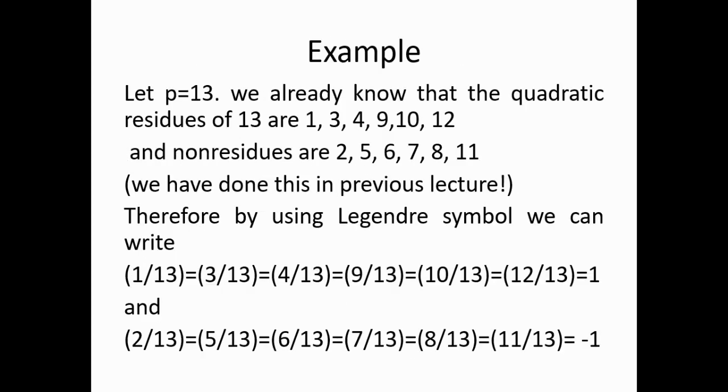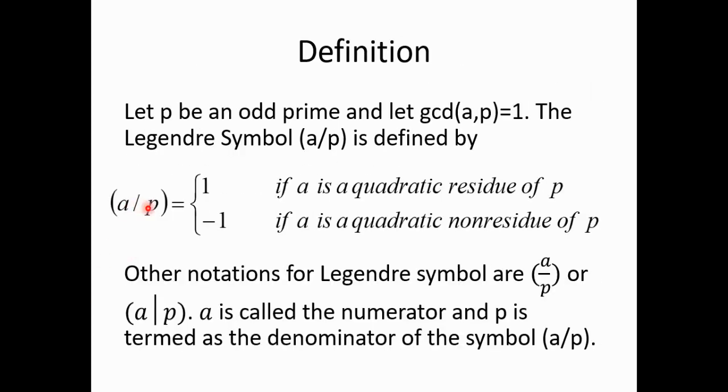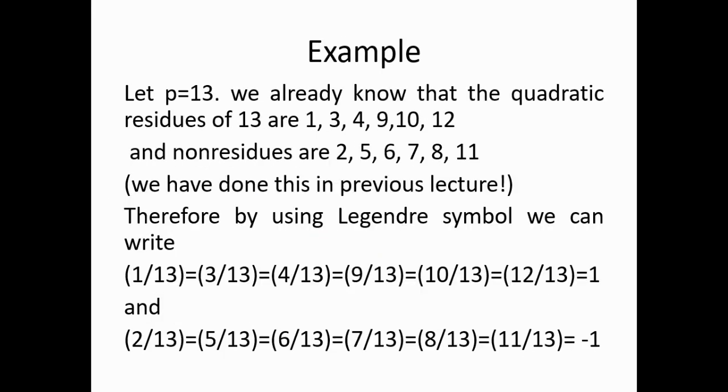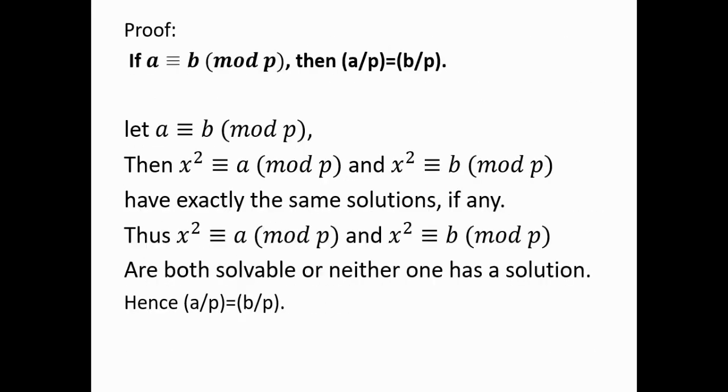Let us see the definition again. We are saying that A upon P, this symbol has value 1 if A is a quadratic residue of P. And A is a quadratic residue of P if x square congruent to A modulo P has a solution. And A is a quadratic non-residue of P, that means x square congruent to A modulo P has no solution. So we are using this here. A is congruent to B, so both of these congruences have the same solution, if any. Either both are solvable or no one has a solution. So that means these symbols have the same values.